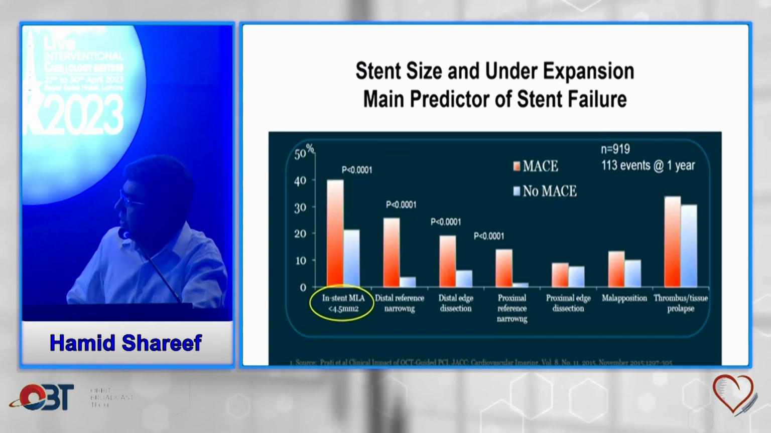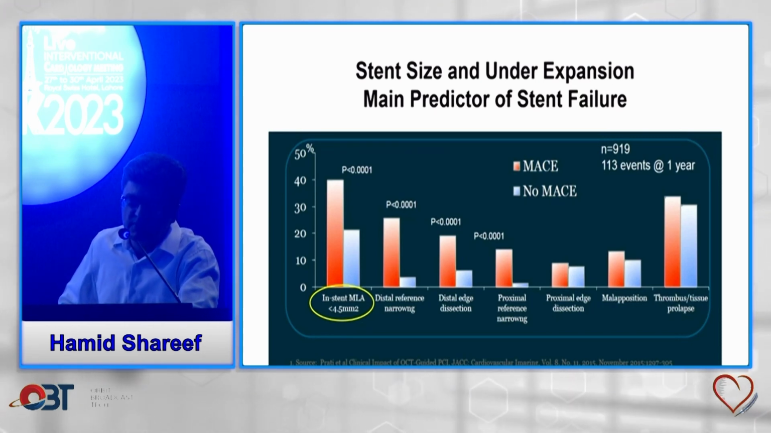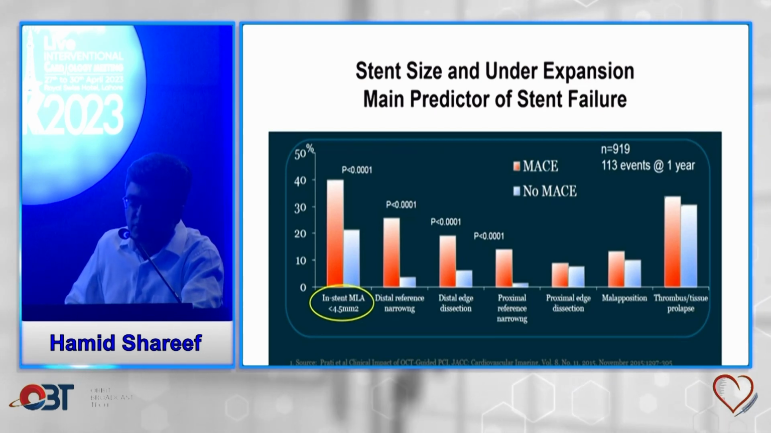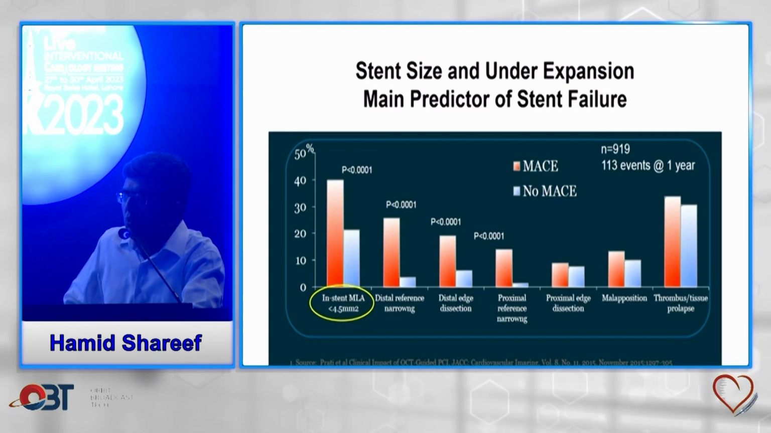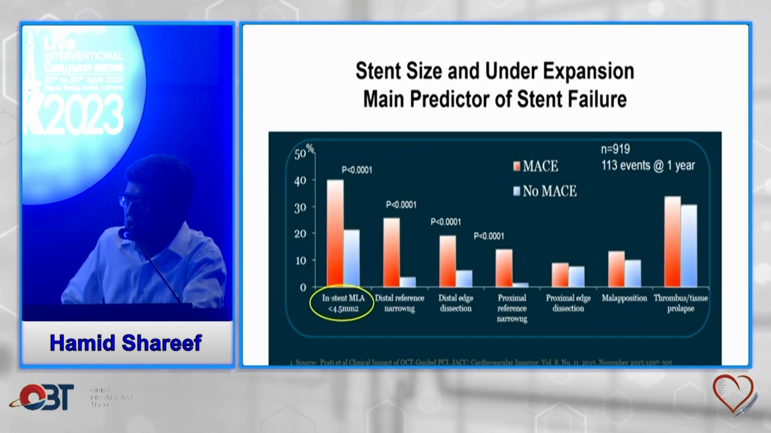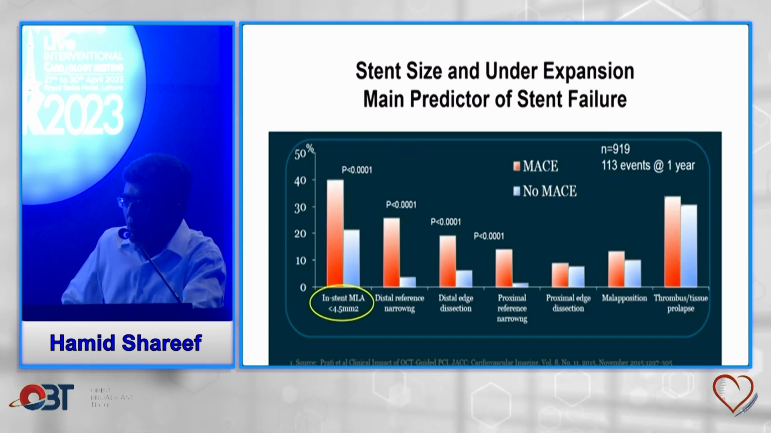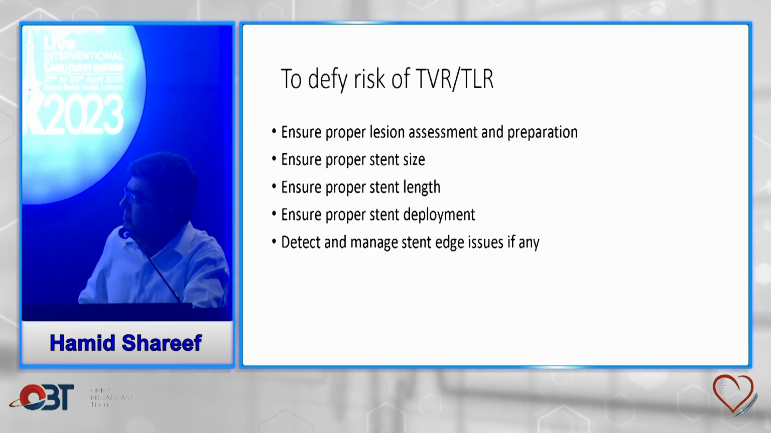So stent size and expansion are the main predictors of stent failure. If you look at this slide, the p-value is less than 0.001 for patients in which the MLA is less than 4.5, or there is either distal or proximal narrowing. That is, you have missed the target. So if you correct these points, that is malapposition, under-expansion, and also ensure lesion coverage is appropriate, you can definitely reduce the TLRs and TVRs, improving the profile for PCI.